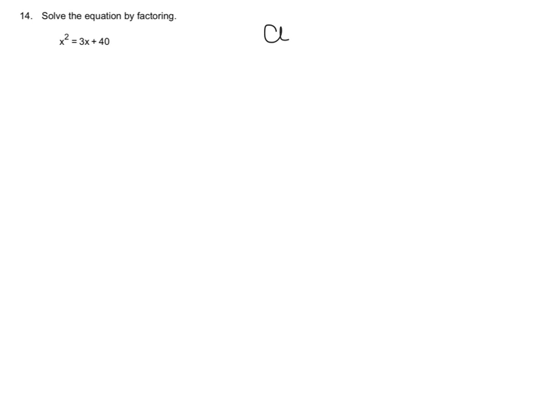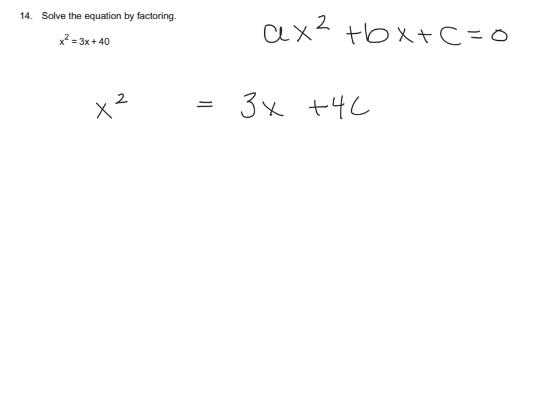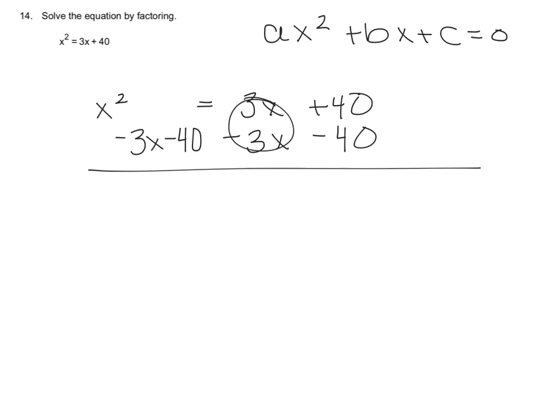To solve this equation, we need to write it in the form ax squared plus bx plus c. This means that we need to subtract the 3x and the 40 from both sides of the equation. So I have x squared equals 3x plus 40, and I can subtract both of these terms to move them to the left side of my equal sign. On the right side, they cancel out and leave me with a 0. And on the left side, I have x squared minus 3x minus 40.